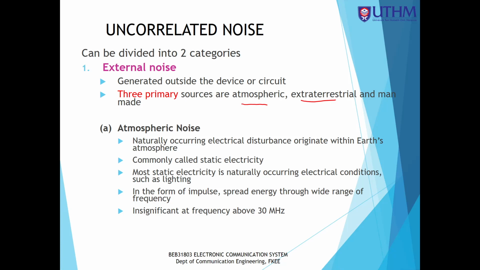Atmospheric noise is a naturally occurring electrical disturbance that originates within the Earth's atmosphere. It is called static electricity. Most static electricity comes from naturally occurring electrical conditions such as lightning, in the form of impulses that spread energy through a wide range of frequencies. It is insignificant for frequencies above 30 megahertz. So atmospheric noise is insignificant if our signal is more than 30 megahertz.